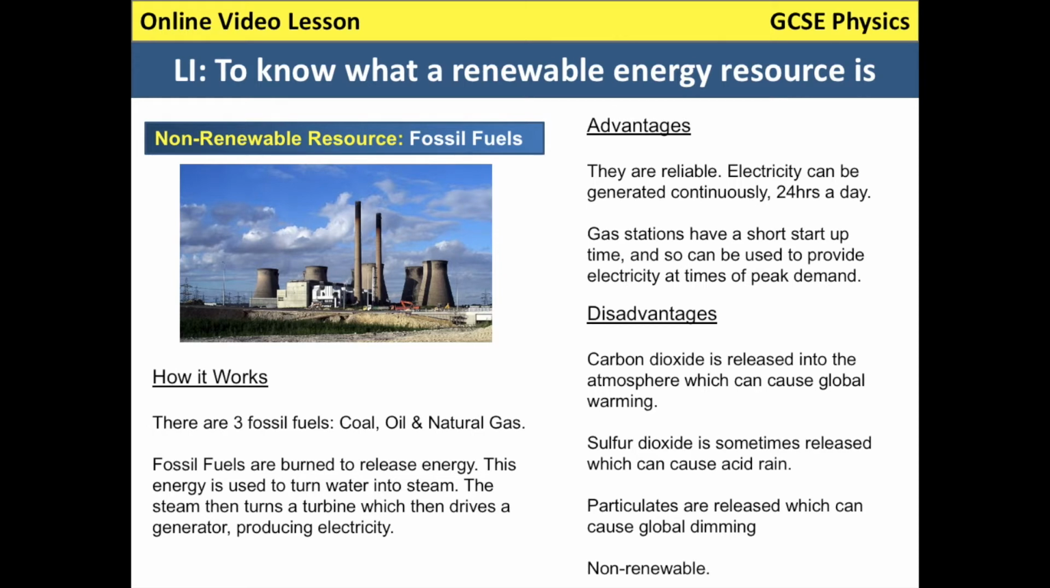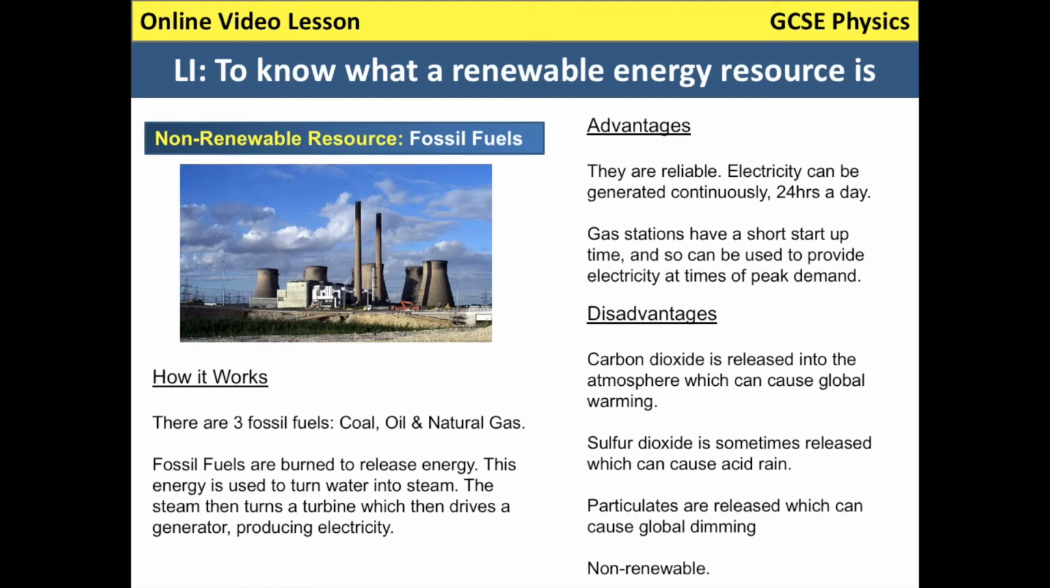Now let's look at the disadvantages then. First of all, when we burn any of the fossil fuels, carbon dioxide gets released, CO2. Now when CO2 is released into the atmosphere, that can cause global warming, and you'll know from your chemistry lessons, of course, and maybe your geography lessons as well, that global warming is a big issue because it causes ice caps to melt, sea levels to rise, etc.